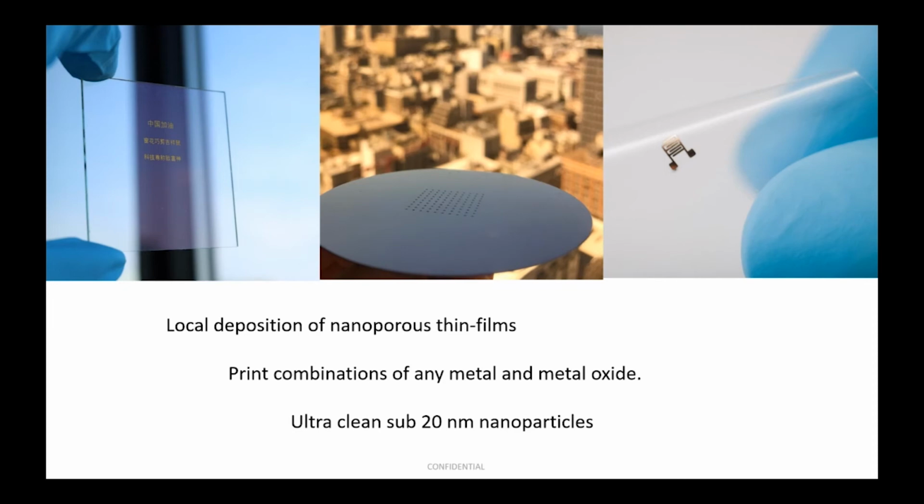So with our VSP-P1, you can locally deposit nanoporous thin films. You can print any combination of metal and metal oxides. And this material is ultra clean and consists of sub 20 nanometer particles, which makes it really useful for sensing application or electrocatalysis.